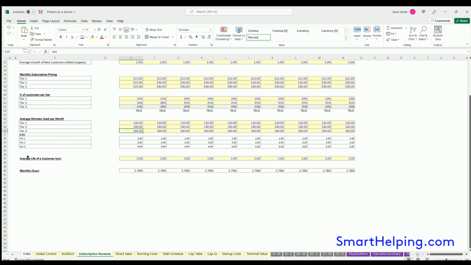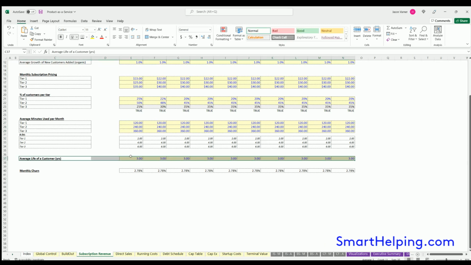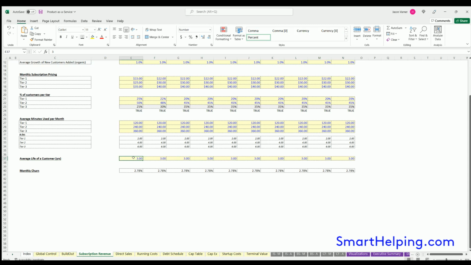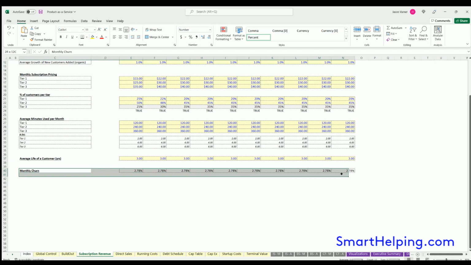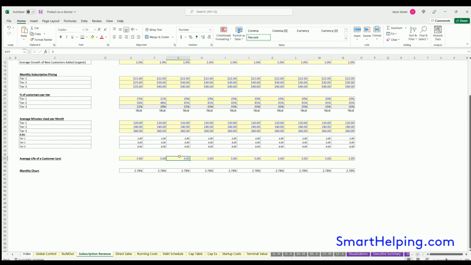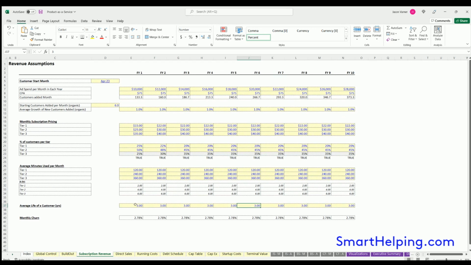You've also got an average life of the customer. So this is an amount you can put in years, and it can be a decimal. If it's like 6 months, you can put 0.5 here, and that's completely fine. And this just gives you a resulting monthly churn, and this will define all the retention of each monthly cohort of customers that join. So we're using best-in-practice retention logic to define how many customers exist over time.